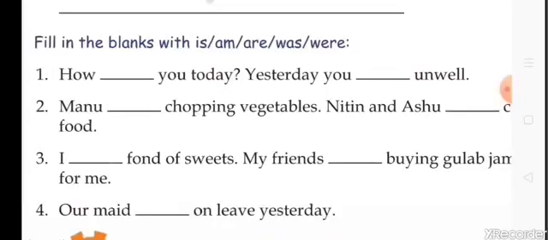Second, Manu dash chopping vegetables. Nitin and Ashu dash cooking food. Now here Manu is chopping vegetables because we are writing in the present continuous tense. So we are putting here is. Nitin and Ashu are two people, so we are going to write over here are. Nitin and Ashu are cooking food.